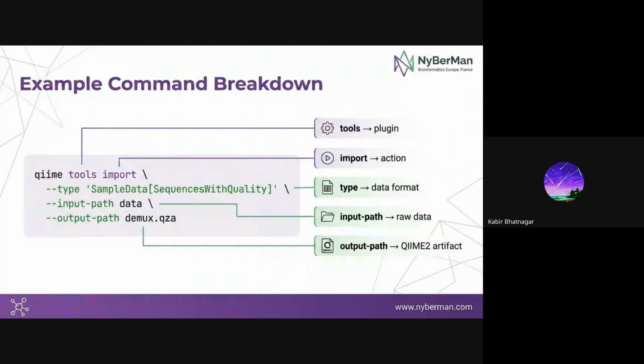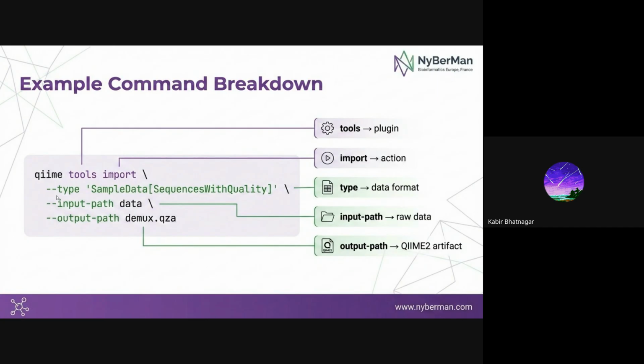So this is an example command. This is a very simple command where you're importing data. It's sample data that you're importing, so it's just the name of the sample data. Now you write qiime tools import. Here tools is the plugin. So you are using a tool that is a plugin. This is what function you want to take. So it's a very common generalized command. Then you have to do import. Import is the action that you want to happen, that is, you want to import that particular data.